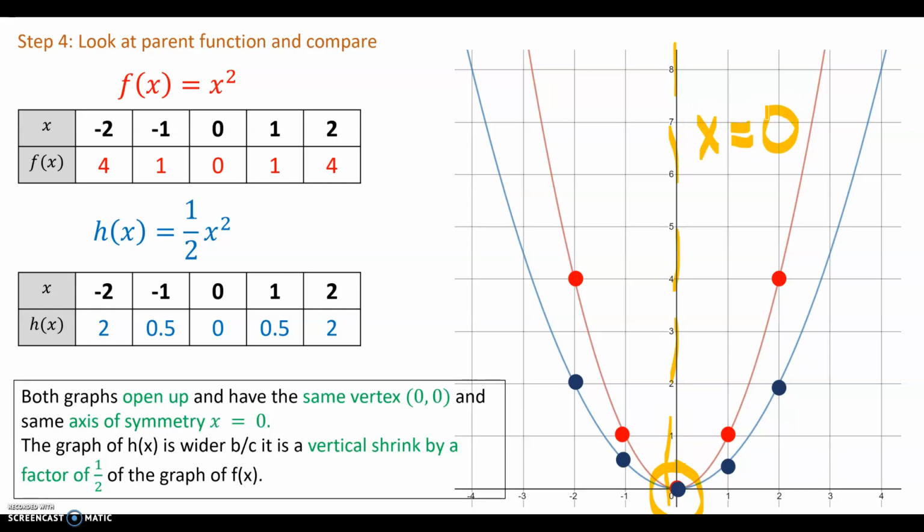So here's the answer you need to write in words. Both graphs open up, obviously, because A is positive, and they have the same vertex 0, 0, and the same axis of symmetry, x equals 0, but the graph h of x is wider because it's a vertical shrink by a factor of the 1/2. And here is where I got the 1/2. Okay, so if it was less than 1, it's going to be wider. Okay, so all of this would be an answer on your homework assignment.